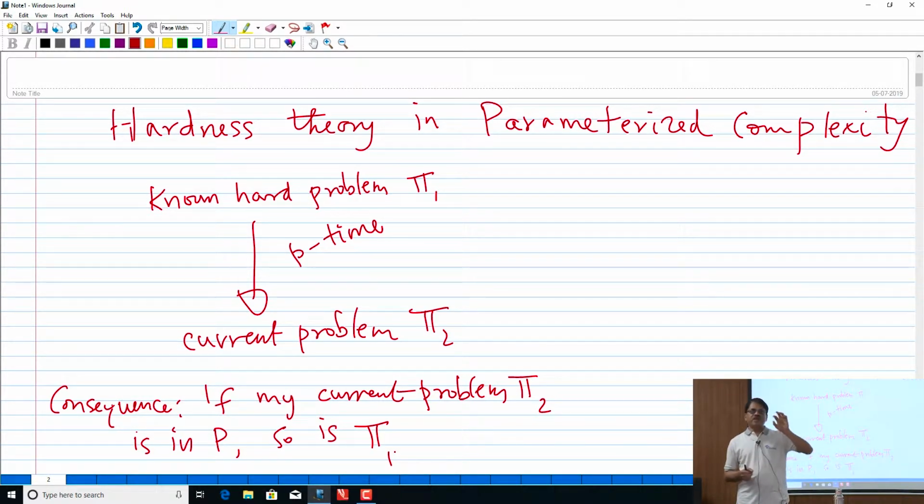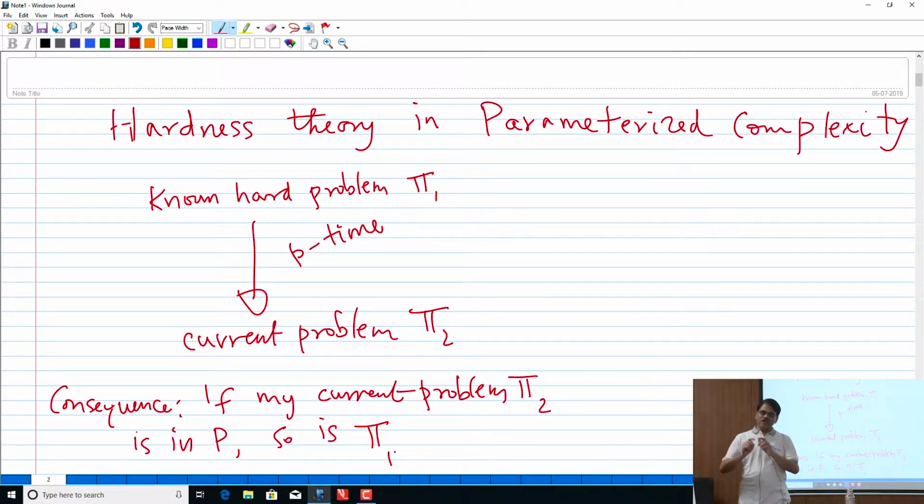So let's first take the input of pi 1, because it's something I want to solve for pi 1. I'll take that input, reduce it to an equivalent instance of pi 2, and apply pi 2's algorithm. Based on that, I get the answer to my pi 1 question. Now everything happens in polynomial time, because pi 2 runs in polynomial time and the reduction is polynomial time. So now let's try to translate this idea to the FPT world.